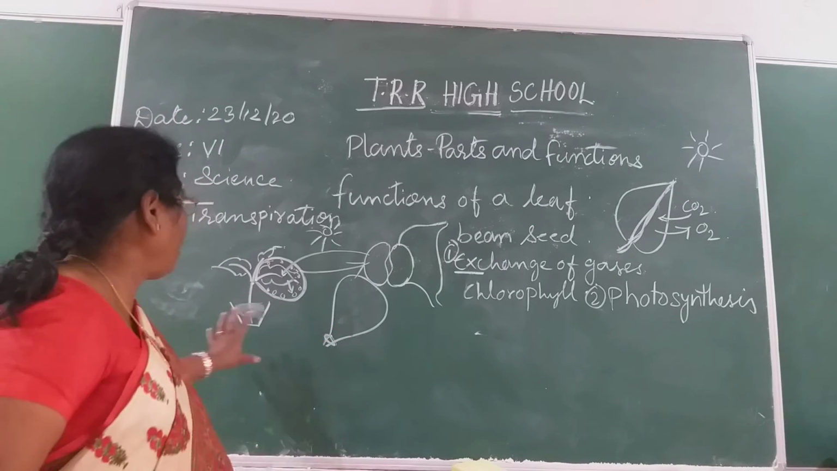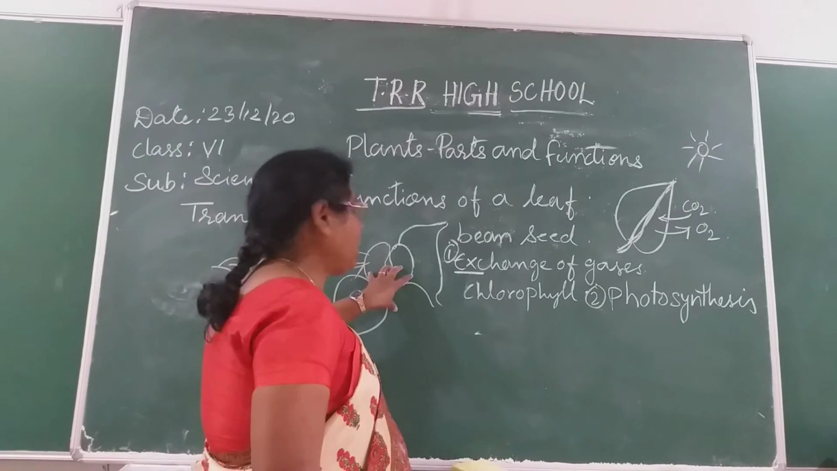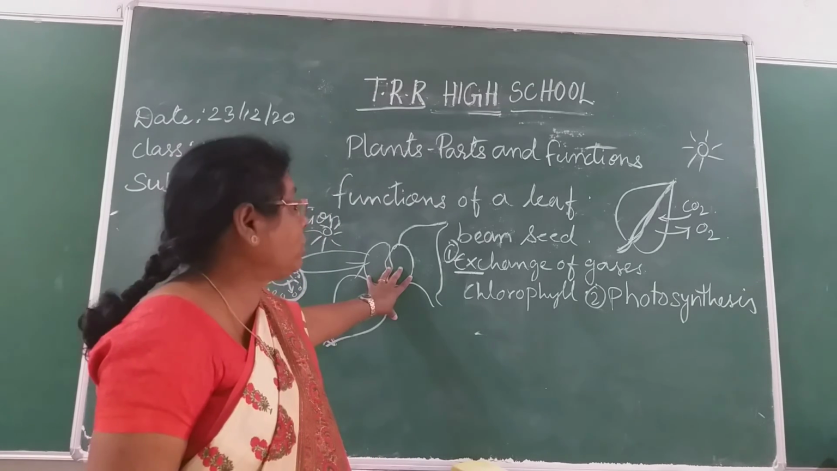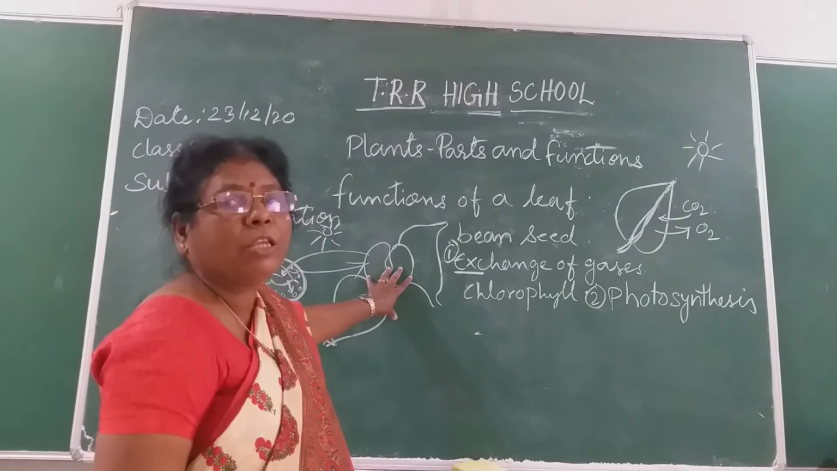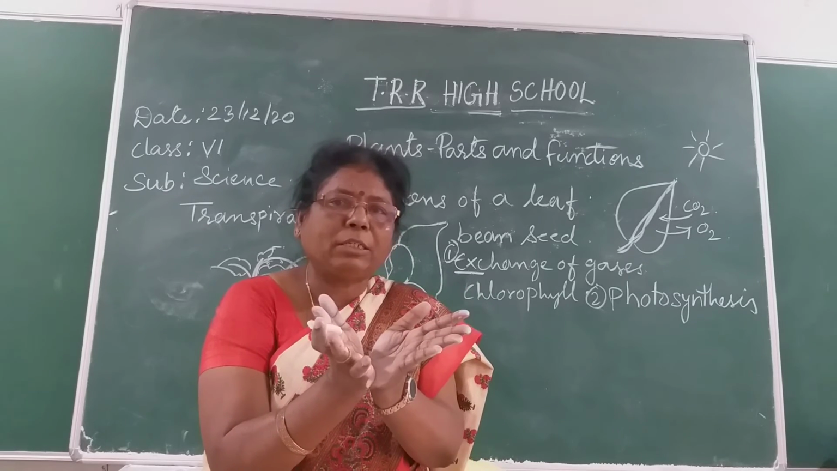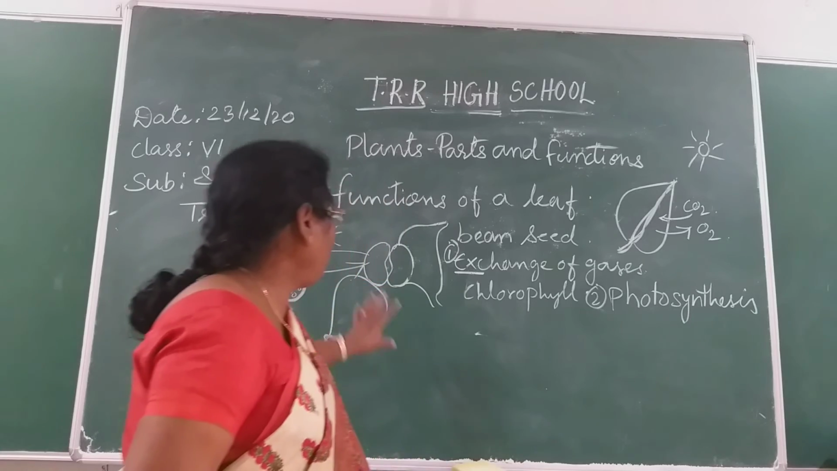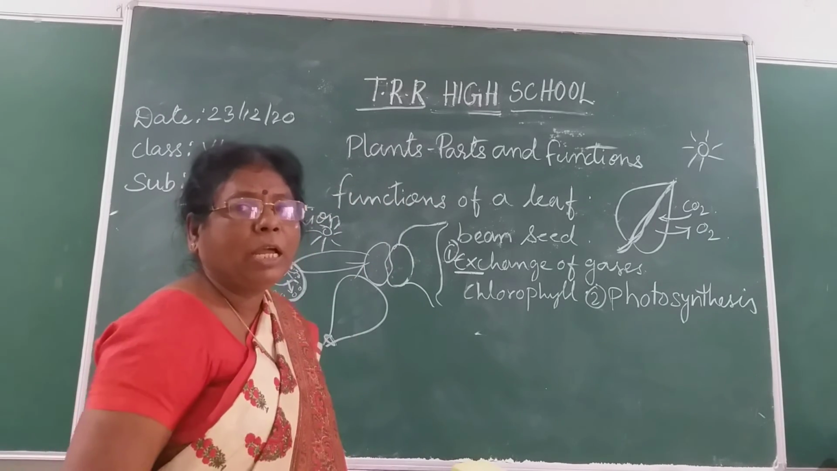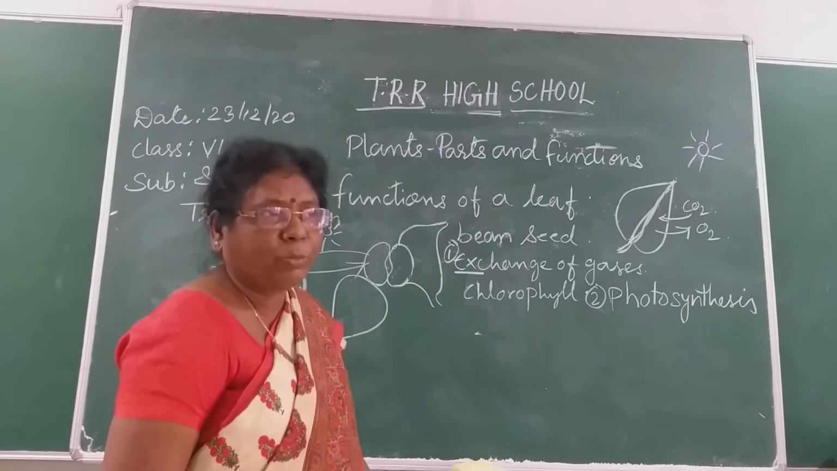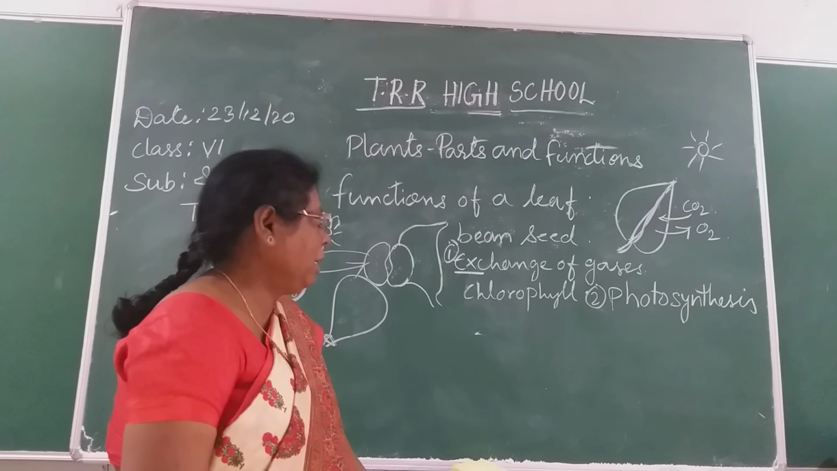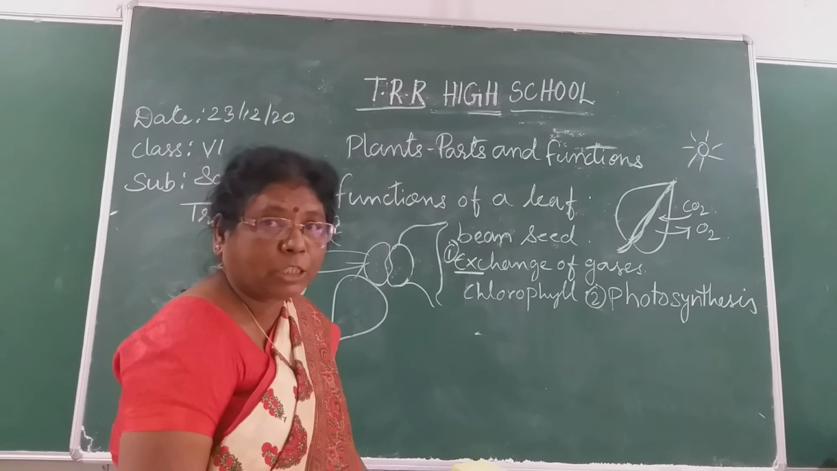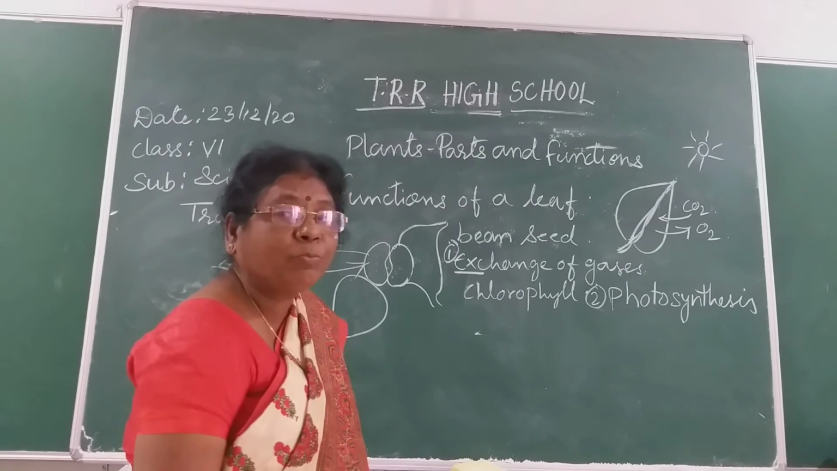These are the functions of the leaf. Stomata are called the nose of a leaf, because exchange of gases takes place through the stomata. When carbon dioxide enters, it opens, and again it closes. When oxygen goes out, it opens again and releases the oxygen. If you peel the leaf and observe under the microscope, you will see stomata as bean-shaped structures. Exchange of gases takes place, and photosynthesis, the manufacturing of food, also takes place in the leaf.